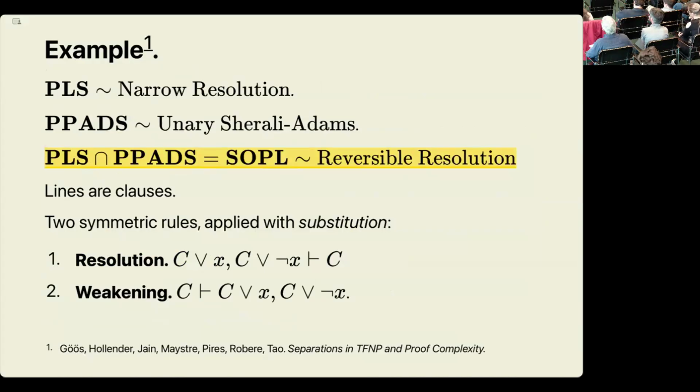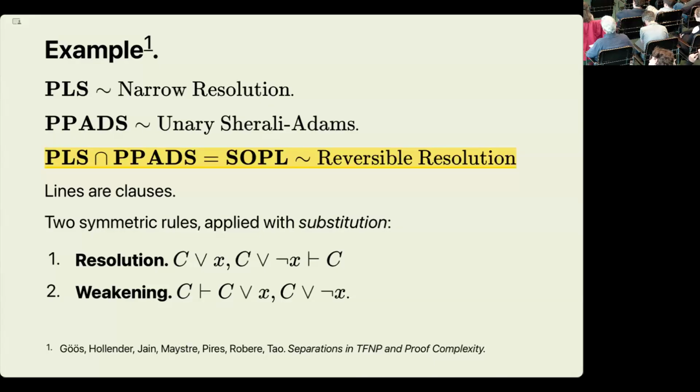So now you have two rules which are applied with substitution. I'm going to actually delete a clause when I apply a rule to it. And the rules are symmetric. I can resolve C or X and C or not X, or I can undo that. I can go from C to C or not X. And it turns out you have a short proof in unary Shirley atoms and resolution if and only if you have a short proof in this reversible system.